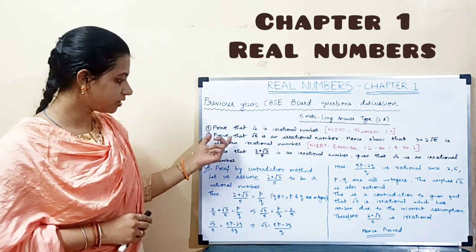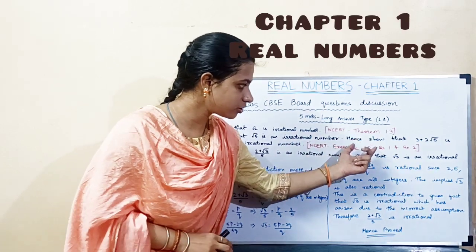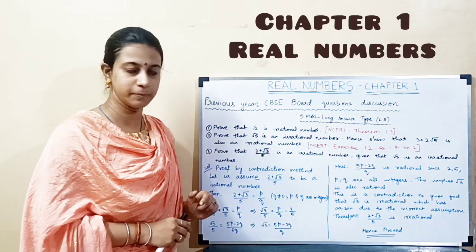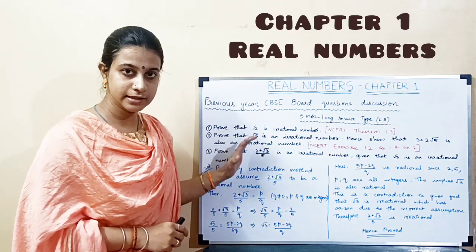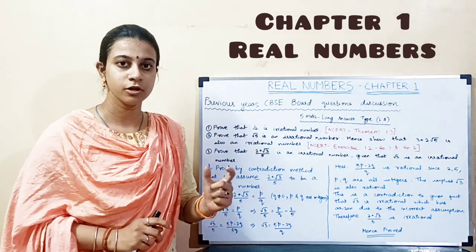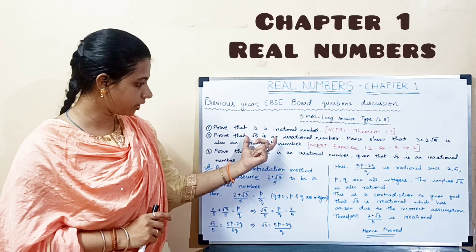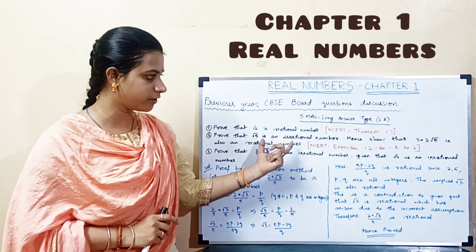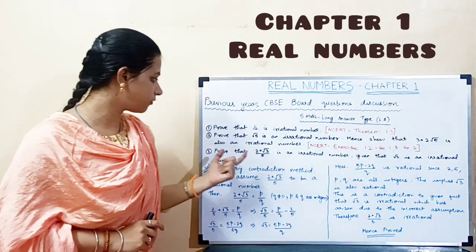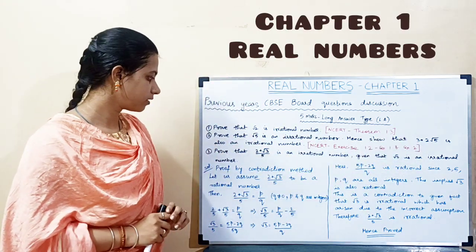Coming to the second question, this is prove that root 5 is an irrational number. Hence, show that 3 plus 2 root 5 is also an irrational number. This is NCERT exercise 1.2, questions number 1 and 2. Two questions are combined and given here. Prove that root 5 is an irrational number is the first question, and show that 3 plus 2 root 5 is also an irrational number is the second question.